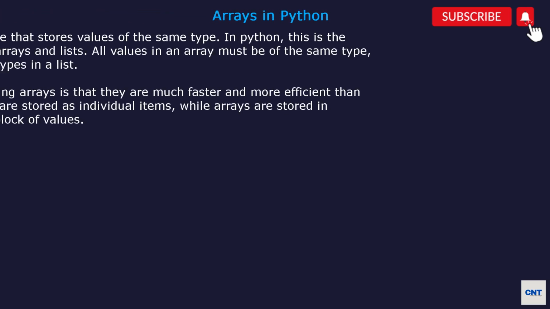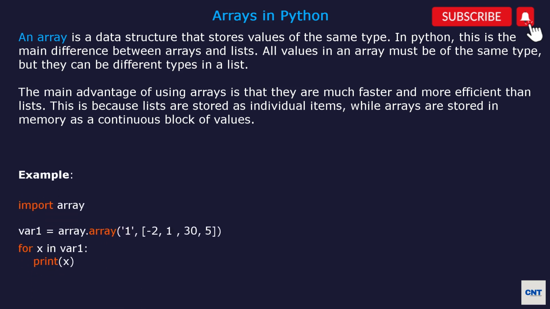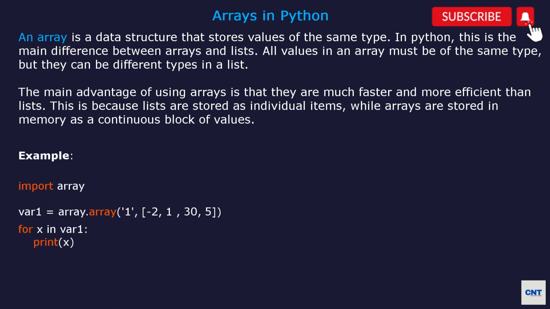Guys, in this video, we will be learning arrays in Python. An array is a data structure that stores values of the same type. In Python, this is the main difference between arrays and lists. All values in the array must be of the same type, but they can be different types in a list. For example, you could have an array that contains only integers or one that contains only strings.